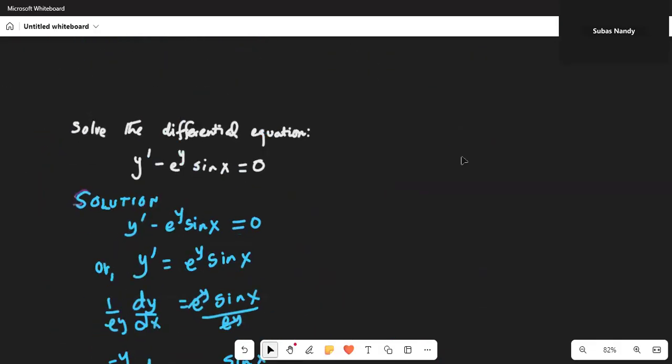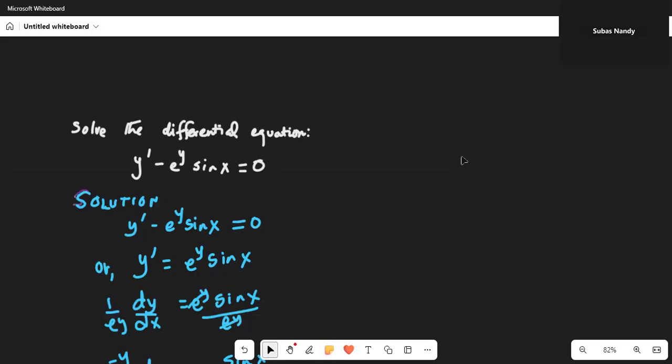So the equation that we had to solve is y prime minus e to the power of y times sine x equal to 0. So we added e to the power of y sine x on both sides to get y prime is equal to e to the power of y sine x. Now we divide by e to the power of y on both sides. So we get 1 over e^y, and y prime is nothing but dy/dx, the derivative of y with respect to x, and e to the power of y on the right-hand side cancel because we have divided by the same quantity in the denominator.